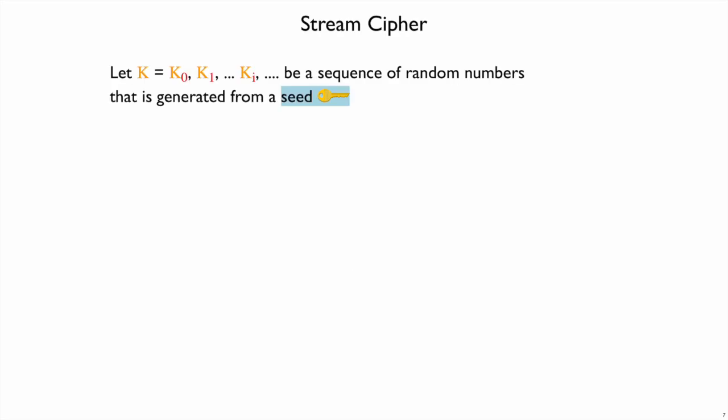Here's how a stream cipher works. Let's say we use some seed and get a deterministic sequence of numbers k0, k1, k2, and so on through any ki. So anyone who has the seed can generate that same sequence of random numbers.